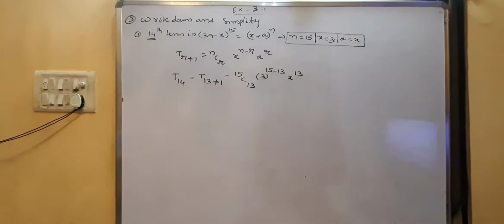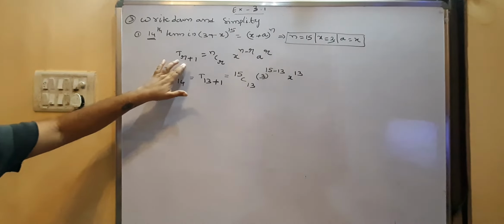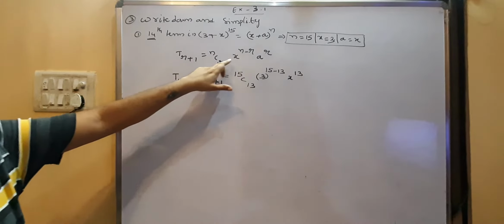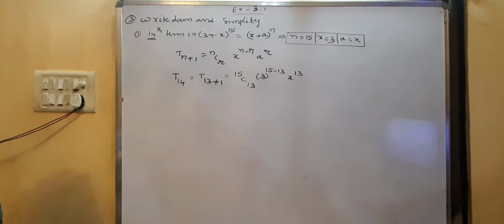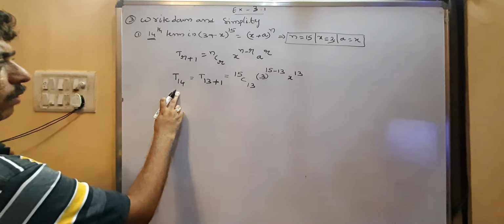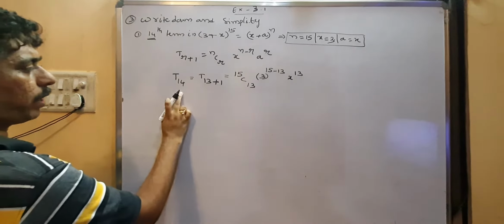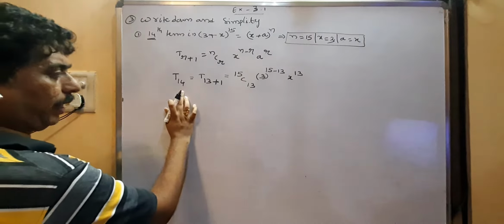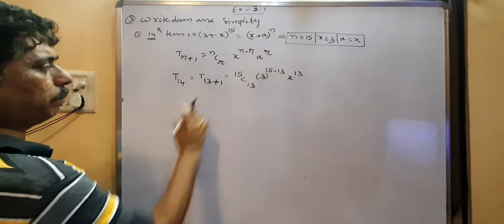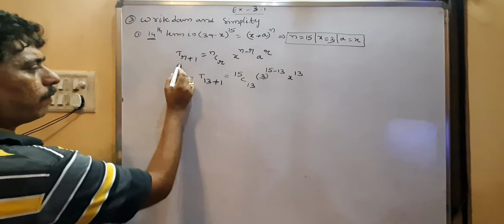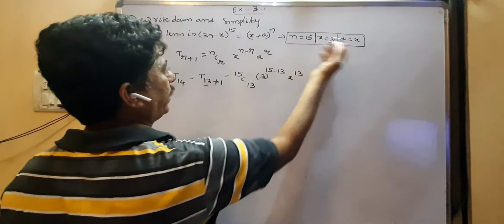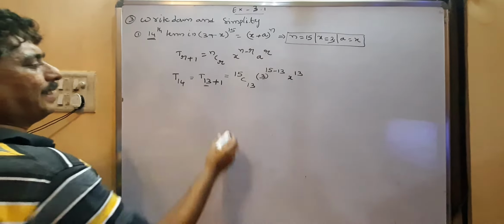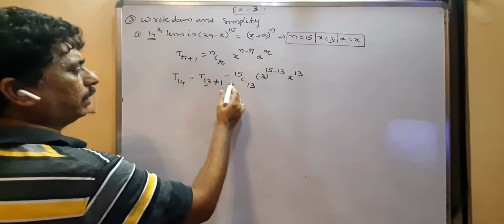Again I am repeating. T(r+1) formula is nCr, x power n minus r, a power r. That is the general term formula. For the 14th term, 14 can be written as 13 plus 1, so in place of r we put 13. n is 15, x is 3, a is x. Substituting in the formula, nCr means 15C13.